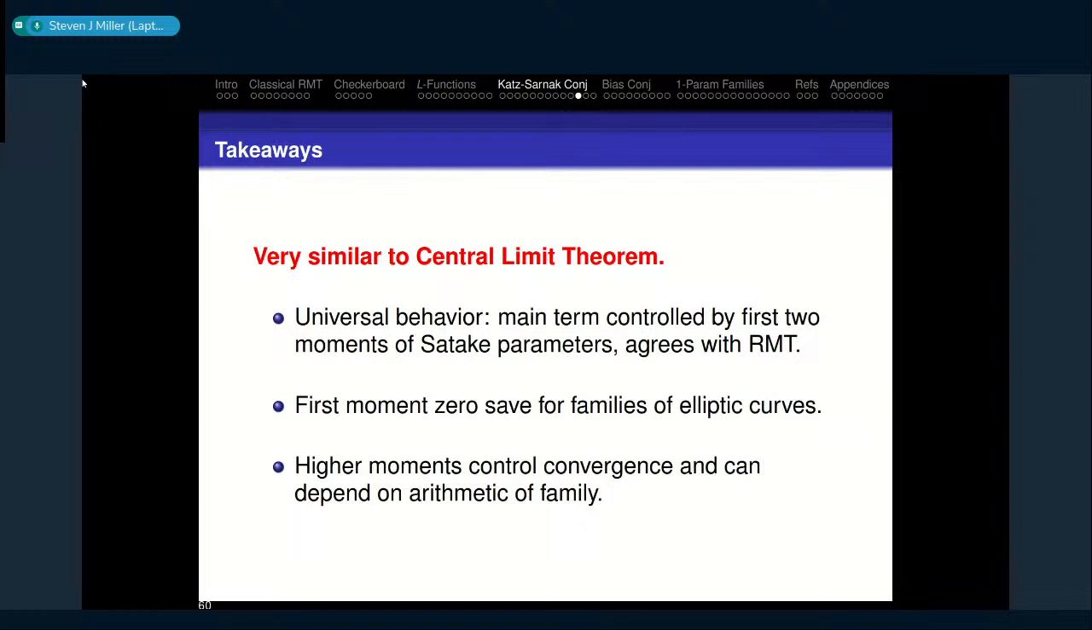The same thing is going on here for these families of L-functions. We have a universality in the first two moments, in terms of what the possibilities are. The higher moments, that's where the arithmetic of the family comes into play. That's what affects the rates of convergence. And for a lot of the numerical experiments, a lot of the data, this could be impacting a little bit of what's going on.